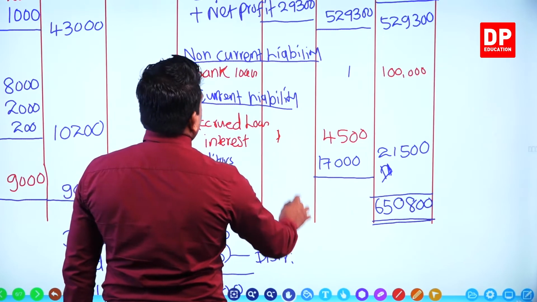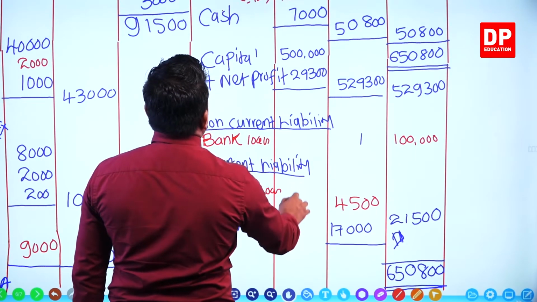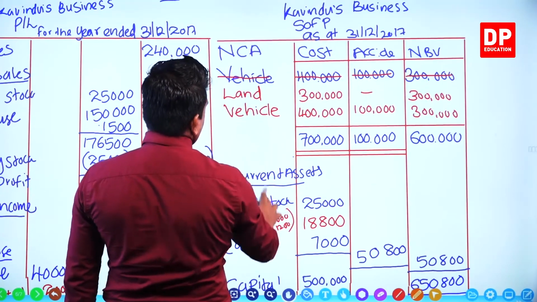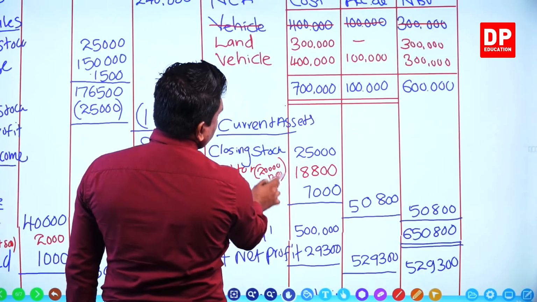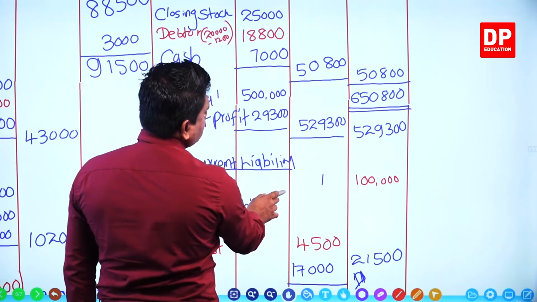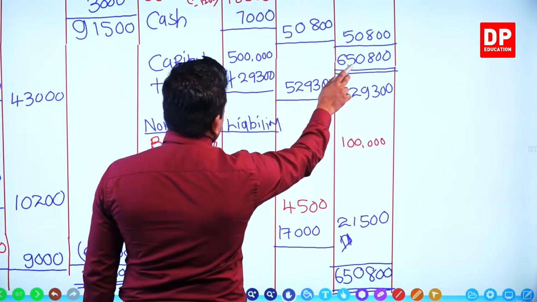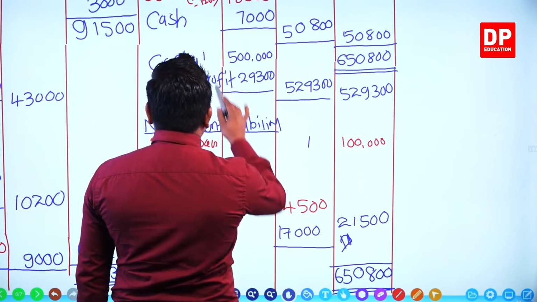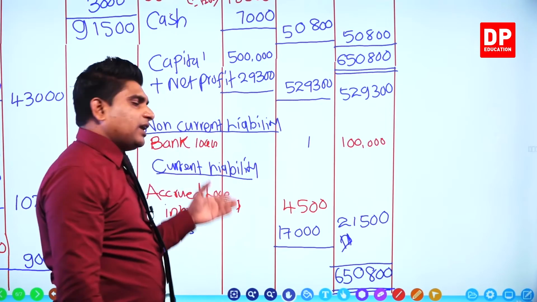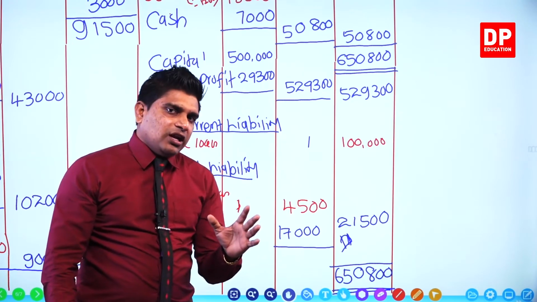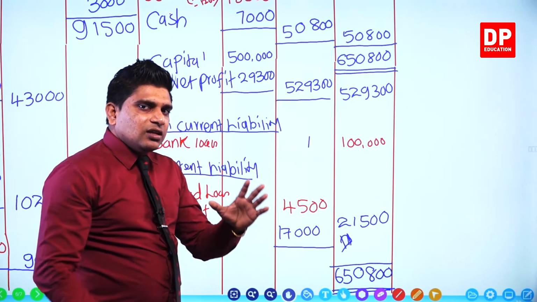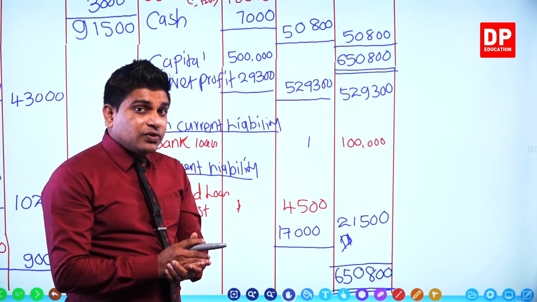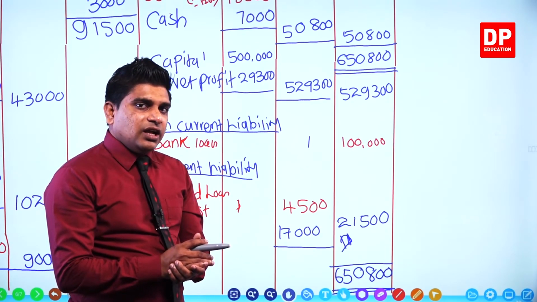What are they? I analyze the question here. This area is non-current assets, then here, current assets. Total assets are 650,800, right? Then the asset side is finished. Capital plus liability: liability we can classify into two categories, non-current liabilities and current liabilities. Then capital plus liability is also how much? 650,800, right?